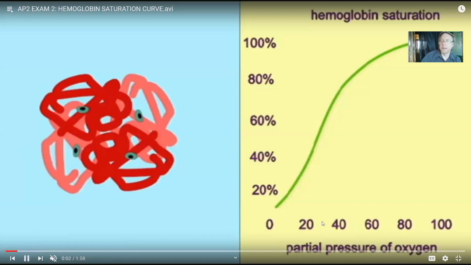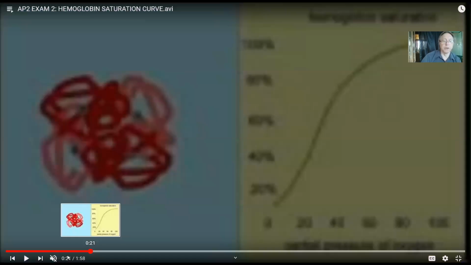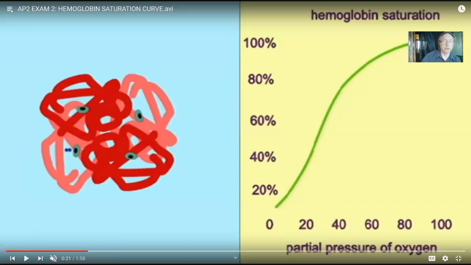Now on the bottom here, we see partial pressure of oxygen. And notice there's no oxygen floating around. So if there's no oxygen, then the partial pressure of oxygen is 0. And when the partial pressure of oxygen is 0, the saturation is 0. So if there's no oxygen around, there's not going to be any oxygen which is bound to hemoglobin. So if the partial pressure of oxygen starts to go up, we reach a point where there's more oxygen than there used to be.